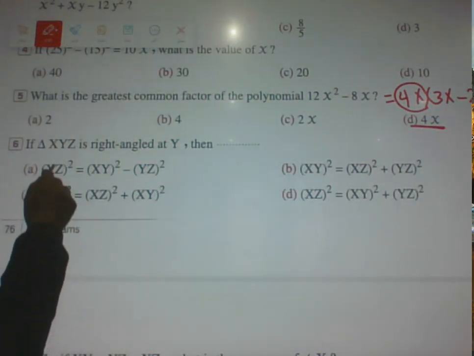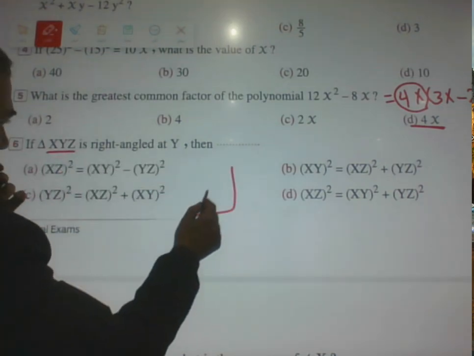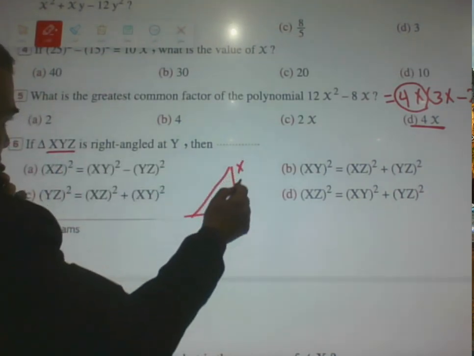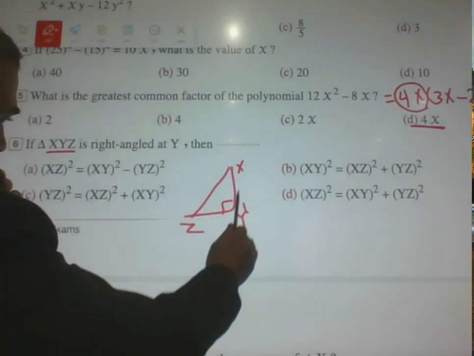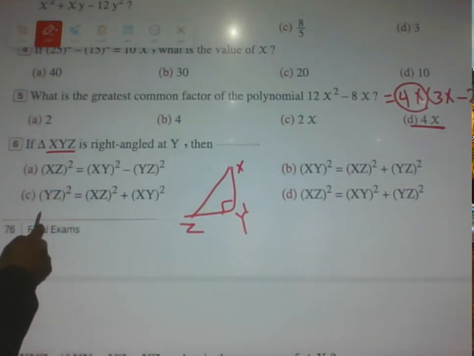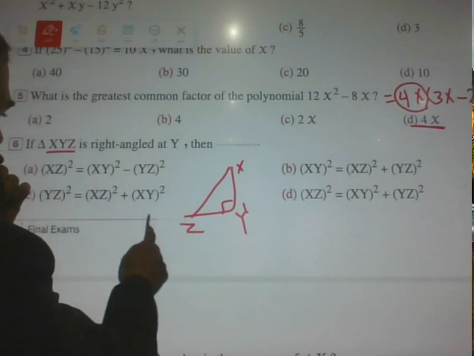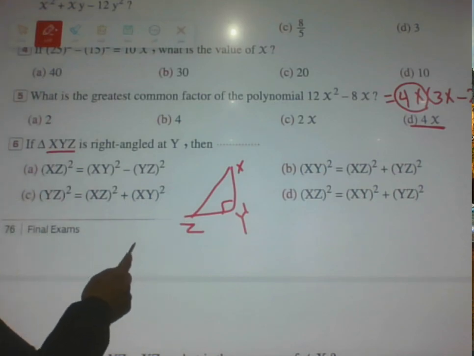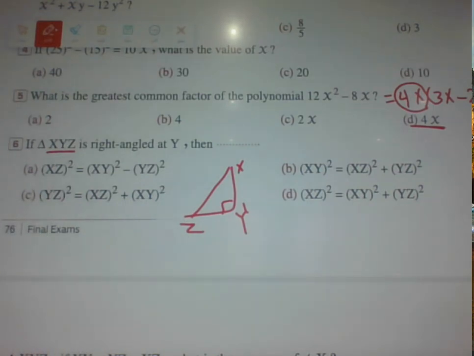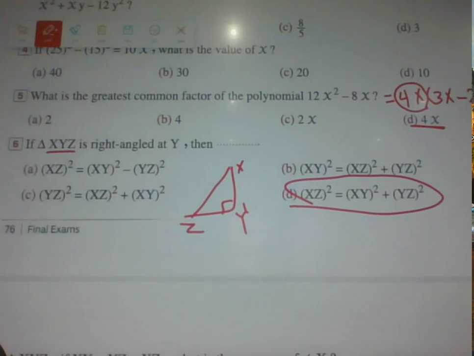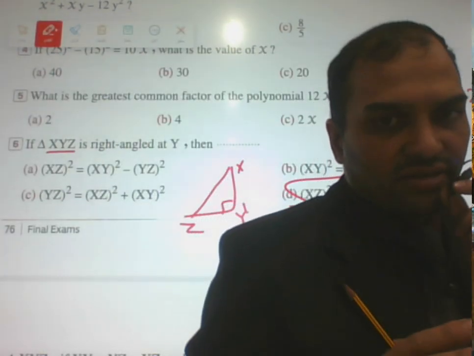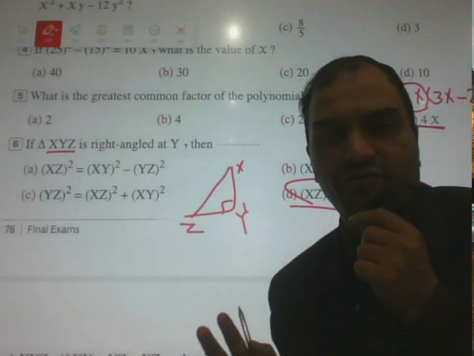Next question number 6. If triangle XYZ is a right angle triangle at Y, like this, X, Y, and Z, then XZ is the hypotenuse. XZ power 2 equals XY power 2 plus YZ power 2. We can write XZ power 2 equals XY power 2 plus YZ power 2. The hypotenuse power 2 equals the sum of the squares of the first side and the second side.